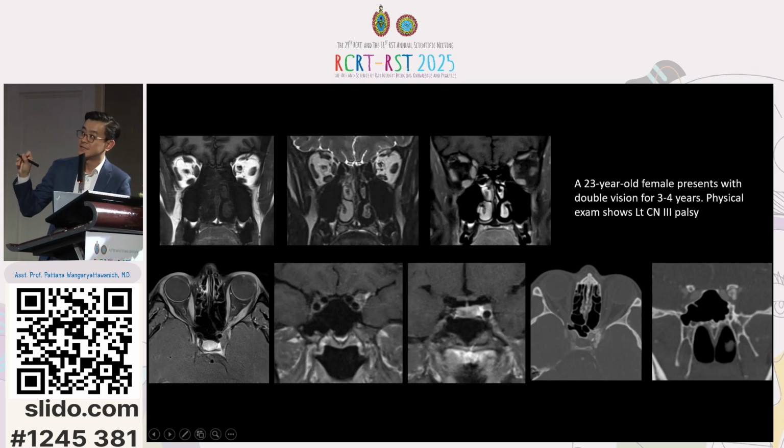When we investigated this case and looked at the MRI further back into the area of the cavernous sinus, you will see that she has a hypoenhancing elliptical shaped lesion inside the cavernous sinus.